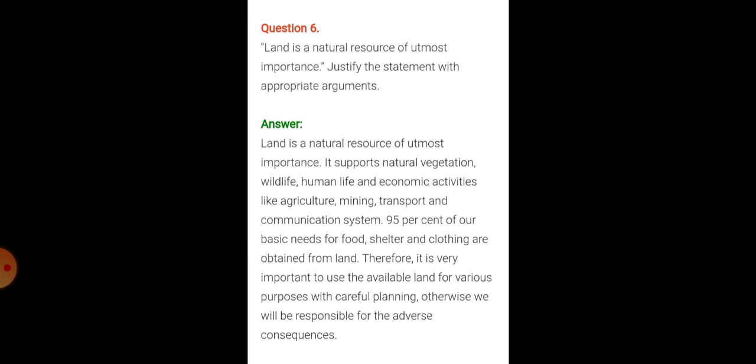Next is a statement type question. So the statement is land is a natural resource of utmost importance. So justify the statement with appropriate argument. Land is a natural resource of utmost importance. It supports natural vegetation, wildlife, human life, and economic activities like agriculture, mining, transport, and communication system. 95% of our basic needs for food, shelter, and clothing are obtained from land. Therefore, it is very important to use the available land for various purposes with careful planning. Otherwise, we will be responsible for the adverse consequences.